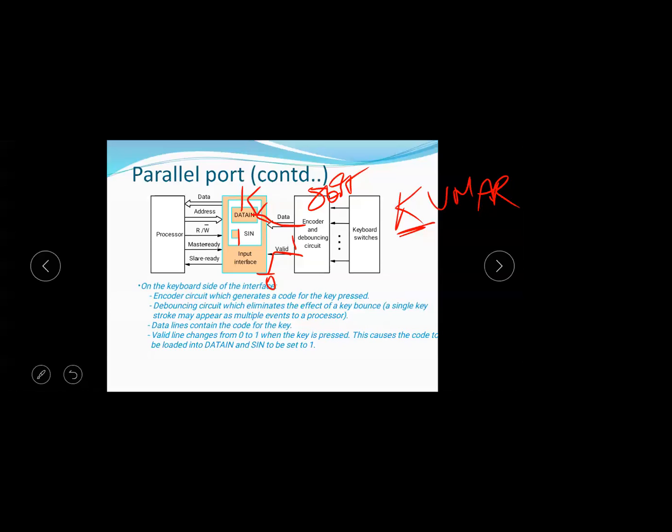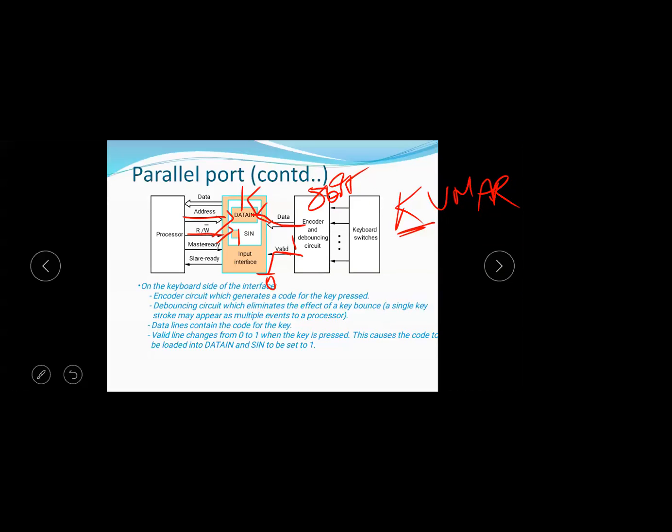If SIN is set to 1, it contains a new character, then the processor sends the address of the keyboard on the address line, and the read operation is placed on the read write signal. That is the read write signal.